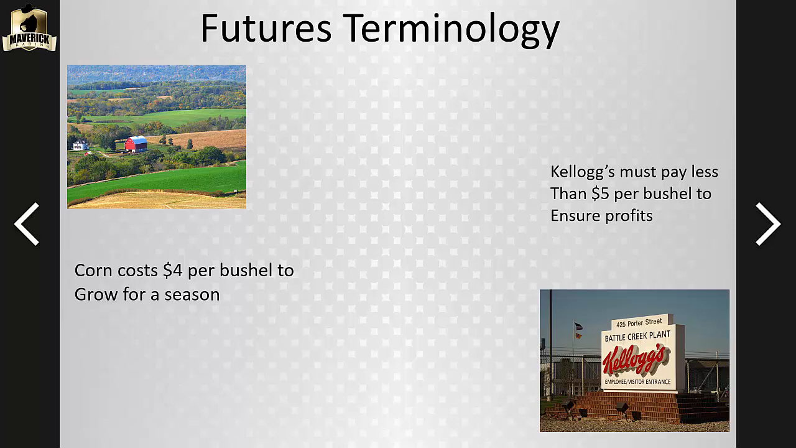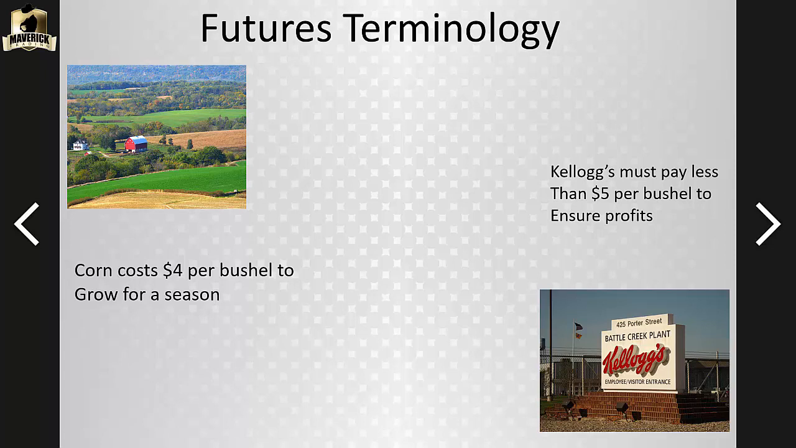Now, let's take this scenario where we have a farmer that's growing corn, and we've got Kellogg's who makes cornflakes. Now, each one of these groups of people have some needs. Obviously, the farmer's trying to make as much money as they can on their crops to be able to provide for their family and able to grow their business and to reinvest in next year's crops. So the farmer's taking a look at his records and books and says, okay, you know what? I need to be at $4 per bushel. That's my cost for me to grow this bushel for a season.